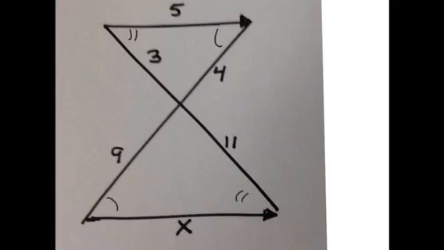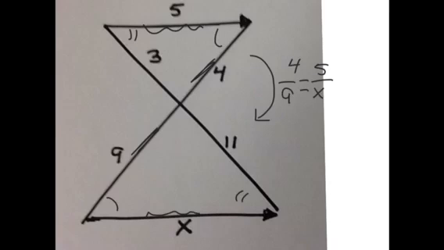So you can see I wouldn't flip the top triangle over, but I would actually rotate the top triangle around to match up the sides, which would make 4 and 9 match up. So I could do 4 over 9 equals, and then I would match up the 5 with the x. 5 over x. Whatever triangle you start with, you have to start with on the other side of the proportion. And we have 4x equals 45, and divide by 4, and our x is equal to 11 and 1/4.